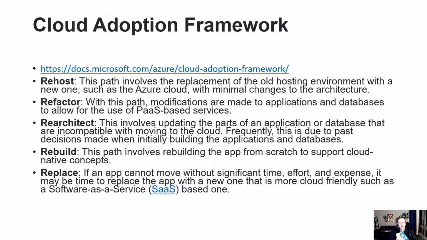But basically, the cloud adoption framework says that what we need to do is choose how we're going to move a monolith into the cloud. Are we going to rehost, refactor, re-architect, rebuild, or replace? And these have their different benefits. I'll explain them in a slide in just a second.